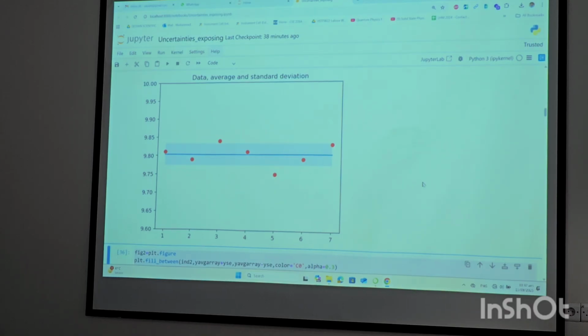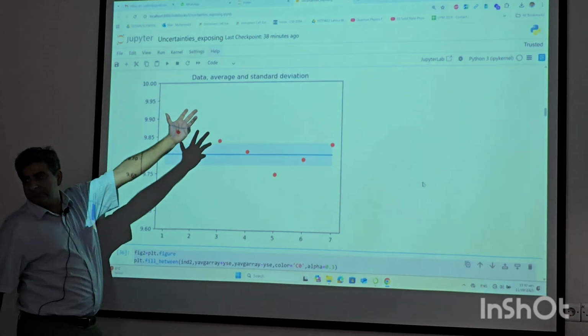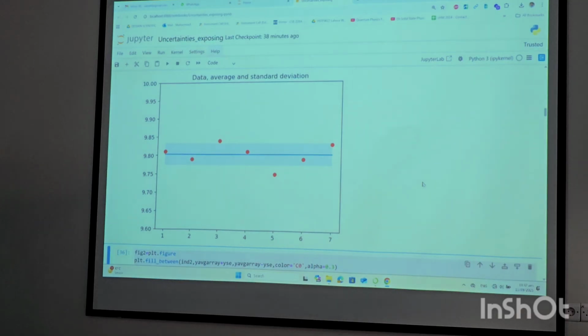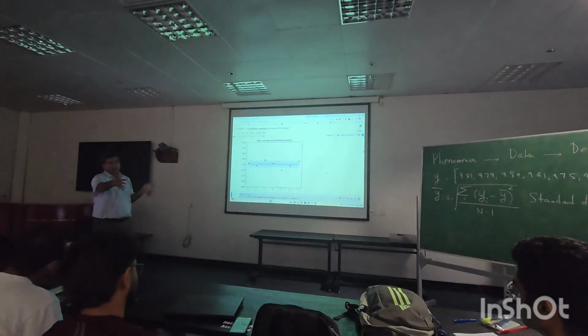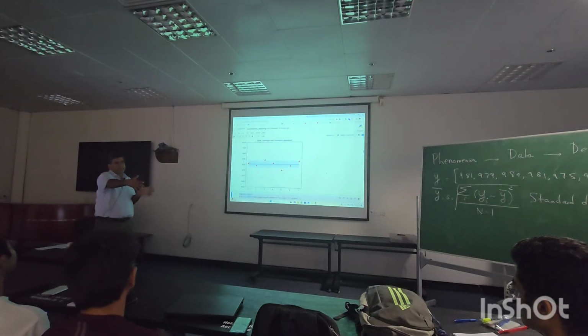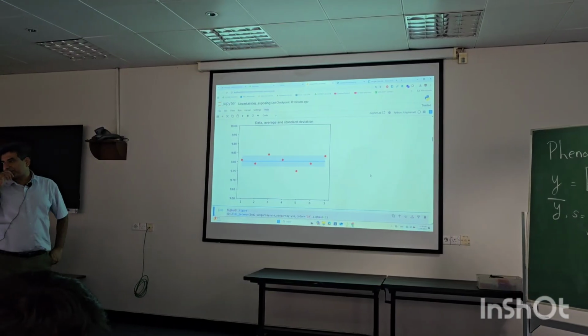Okay? And it's especially true if you have a large data set. But some points invariably lie outside this band. Okay? So that's very possible. But the standard deviation really tells you this particular facet: if you have a data point from your data set, the probability that it lies within plus minus one standard deviation is about 68%.